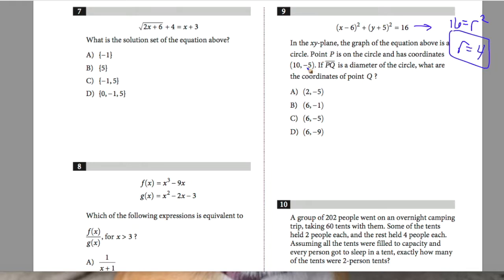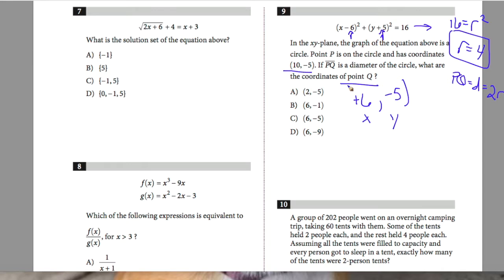That's good to know. It says point P is on the circle and has coordinates of 10 and -5. If PQ is the diameter of the circle, which is also good to know because PQ essentially equals the diameter, which does equal 2r of the circle, what are the coordinates of Q? So this is the equation of the circle. You can figure out the center of the circle here, and these would flip, so this would be +6 for my x value, and this would be -5 for my y value.